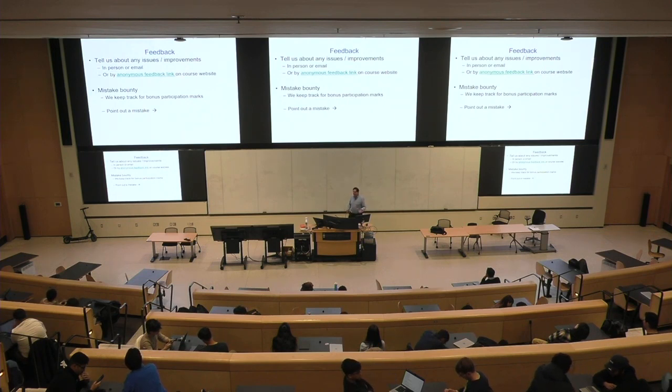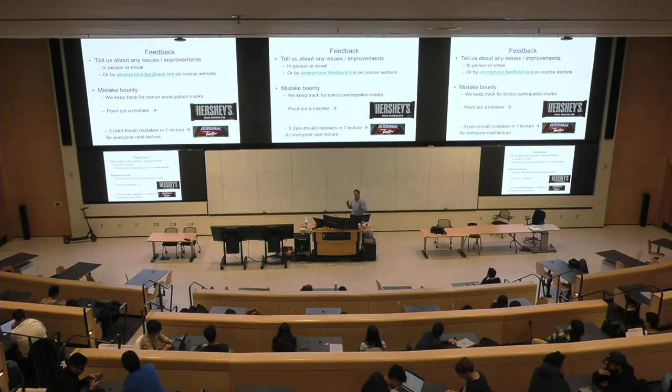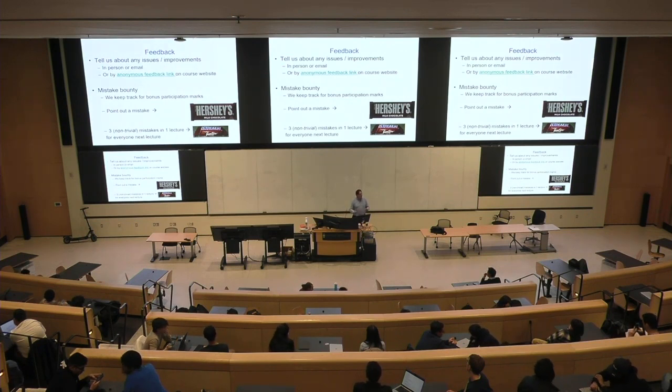We like to find mistakes in our materials, so we have a mistake bounty. If you find mistakes, we give you bonus participation marks, and we give you a chocolate bar. Okay, I actually brought some chocolate bars today. If you find 3 non-trivial mistakes in one lecture, we will give every person in the class a fun-size chocolate bar in the next lecture. Can't afford full size for that. It has to be non-trivial, because last year the class totally got into this, and any missing comma, whatever, they were on it. So we're saying it has to be a non-trivial mistake. Missing a comma doesn't count.